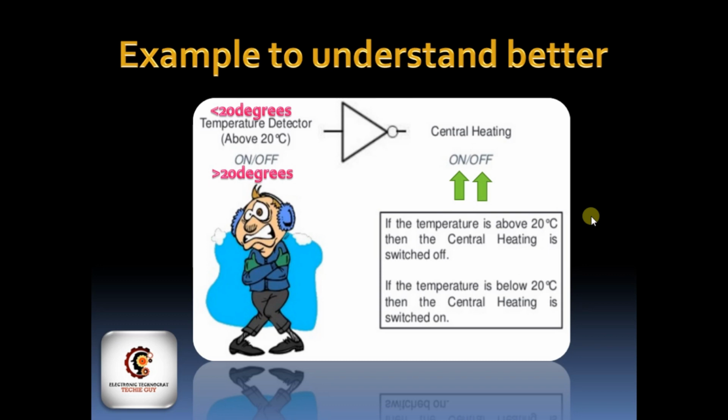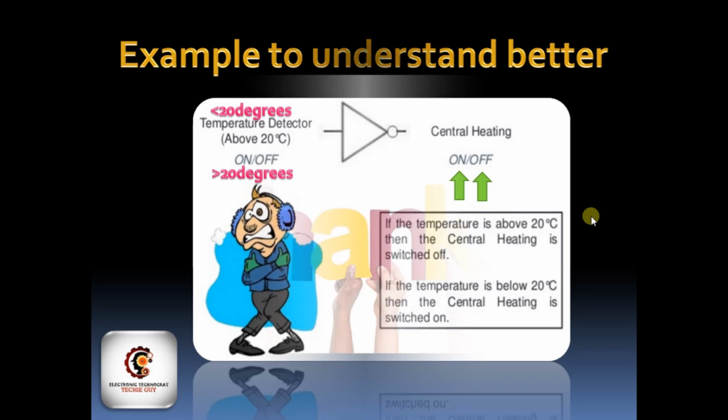So this is a very simple example to understand. We'll do it again for you. When the temperature goes below 20 degrees, the central heating turns on. When the room gets chilled, it's time to turn on the heater. And when the room is warm, it's time to turn off the heater. That's very easy, and the NOT gate is understood, I guess.